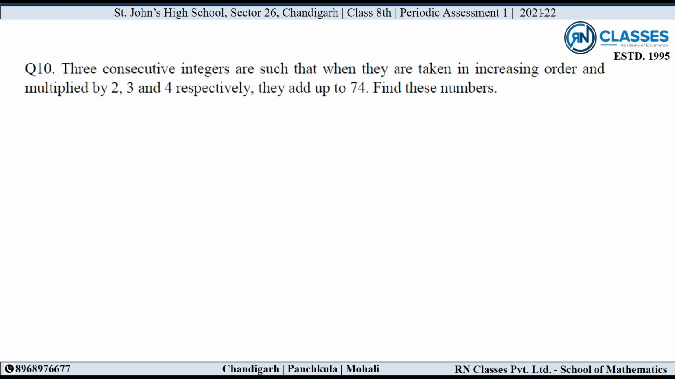Question number 10. Now, 3 consecutive integers are such that when they are taken in increasing order, multiplied by 2, 3, 4 respectively, it is an important word, add up to 74. Find these numbers. Okay, these numbers have to be found. So let the first number be, this you have to write, let the first number be x.